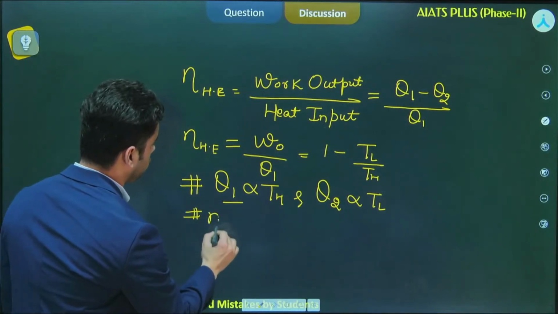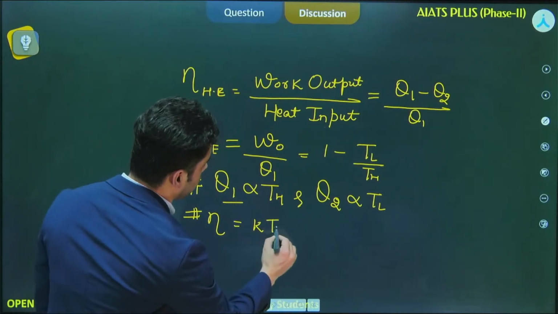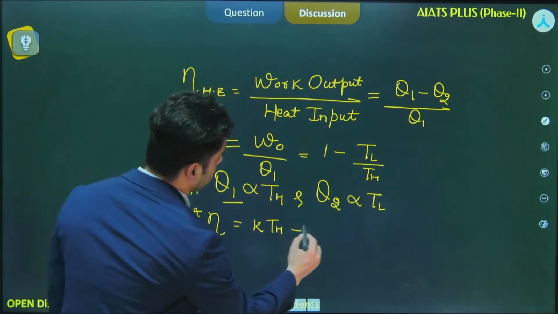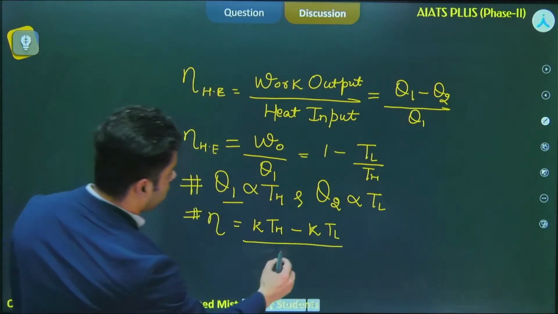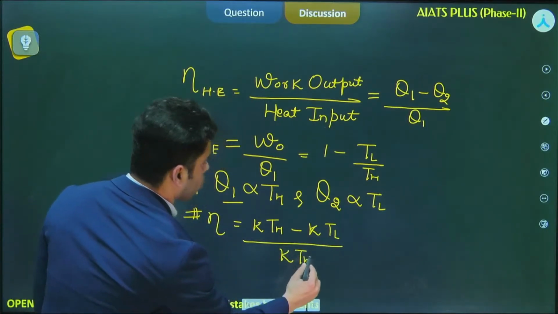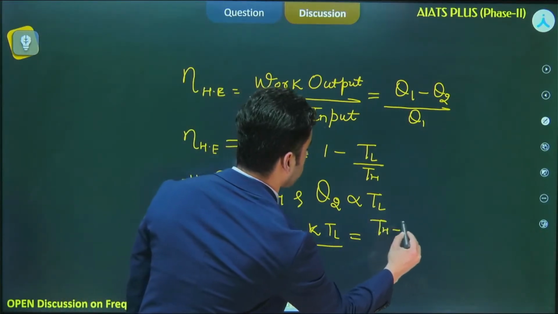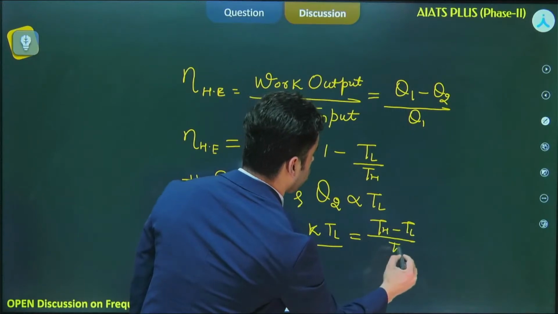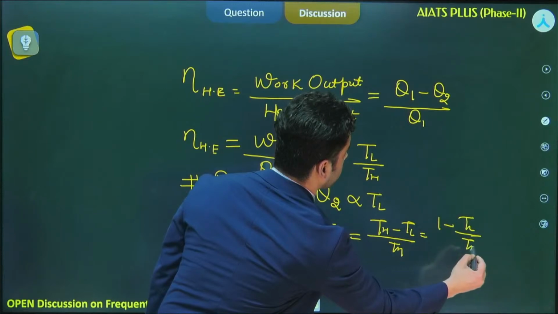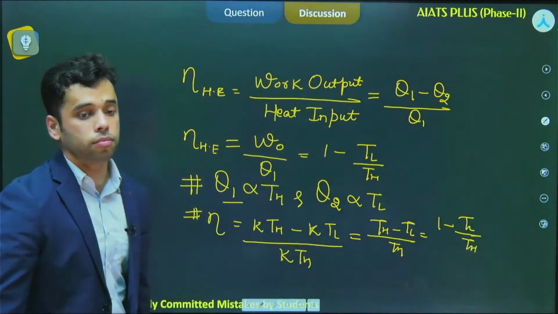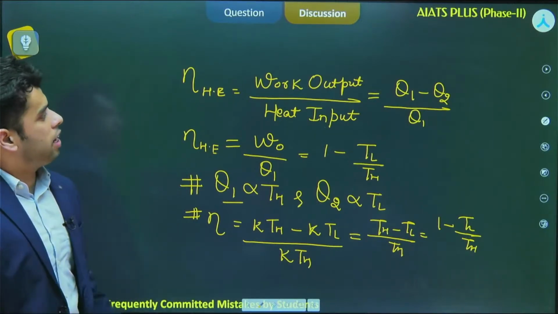And if I'm assuming that Q1 is proportional to TH, I can modify the efficiency like this. In place of Q1, I will write KTH. I'm removing the proportionality. KTH minus KTL over Q1, that is KTH. So just remove K, and it becomes TH minus TL by TH, or it is equal to 1 minus T lower by T higher. Yes, very well. So that's how you deal with the heat engine.